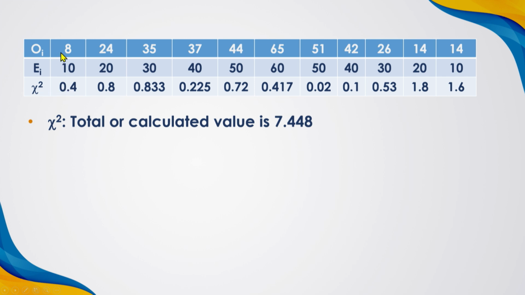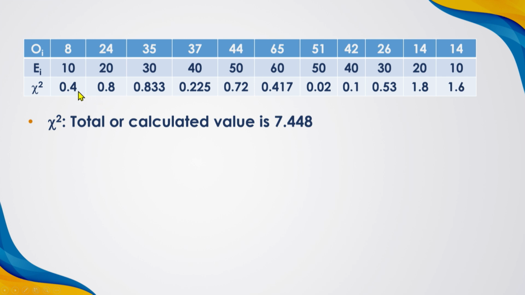So you know the formula that chi-square will be summation of Oi minus Ei whole square by Ei, that is 8 minus 10 whole square divided by Ei. It means divided by 10, where you can obtain your first chi-square value as 0.4. Similarly, you can go for 24 minus 20 whole square by 20, which means you can get the value as 0.8. Similarly, if you run all the calculations here, at the end you can go for 14 minus 10 whole square divided by 10, and you can obtain the value as 1.6.